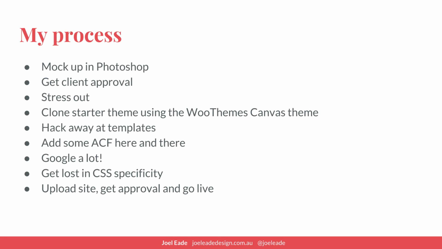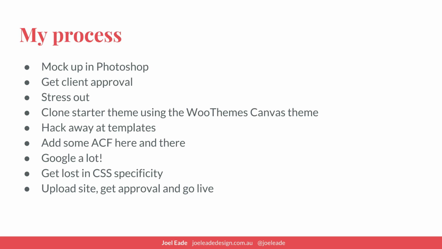So my process hasn't really changed that much, and I should say I've only just switched themes, so a lot of this stuff is new, so I'll probably change things along the way. But basically I mock something up, I get client approval, I code it, I pull my hair out, Google a lot to figure out how to do certain things with Canvas, like hooks and filters and all that stuff that is a bit over my head sometimes.